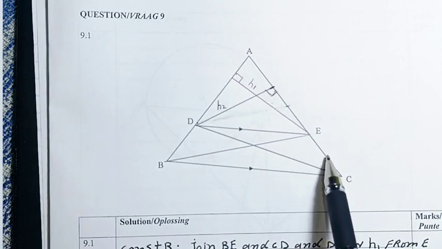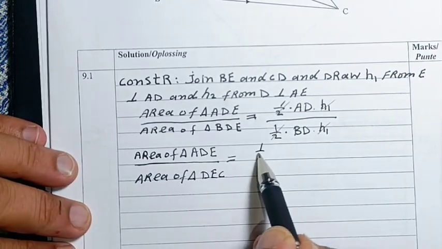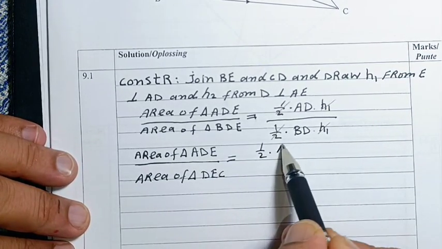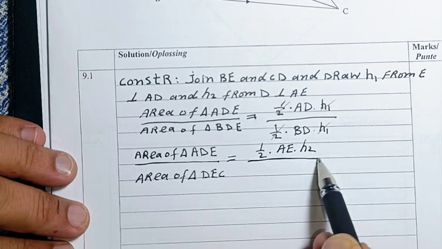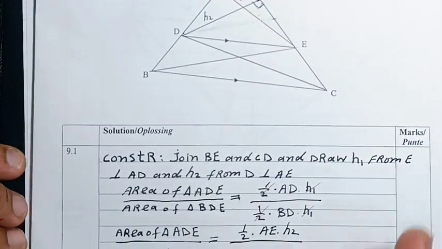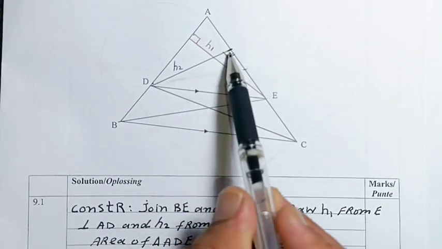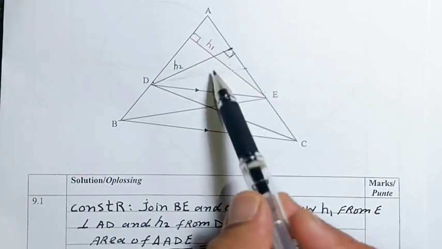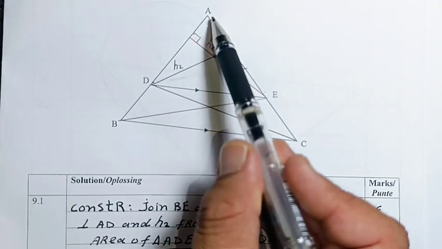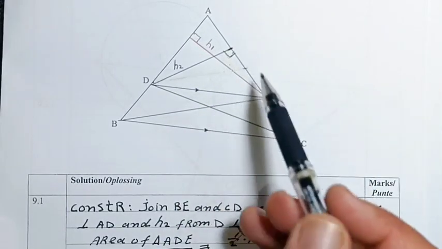DEC. So this is the base and then AE the base. So the area of ADE is 1/2 times AE times H2. You must remember, AE is the base and H2 is the height. So AE is the base and H2 is the height of the triangle AED, or you can say ADE, it doesn't matter, same triangle.